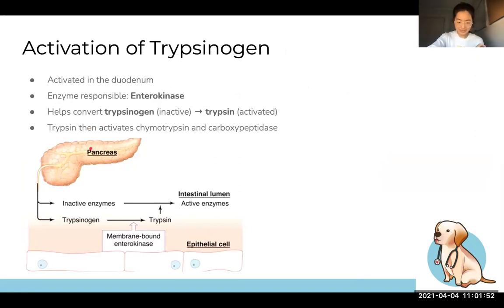Trypsinogen becomes trypsin through something called a membrane-bound enterokinase, or just enterokinase, and that causes trypsin to be activated. Trypsin then activates a bunch of your other inactive enzymes to active enzymes. An example would be your carboxypeptidase and also chymotrypsin.